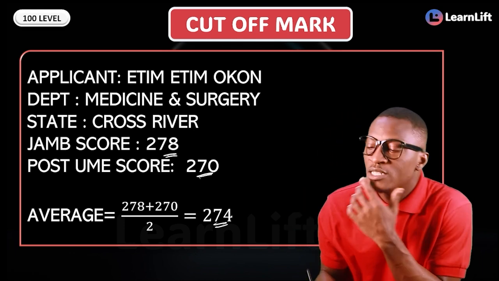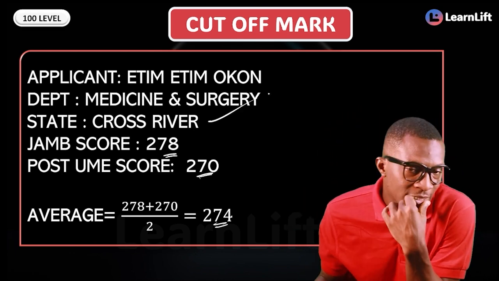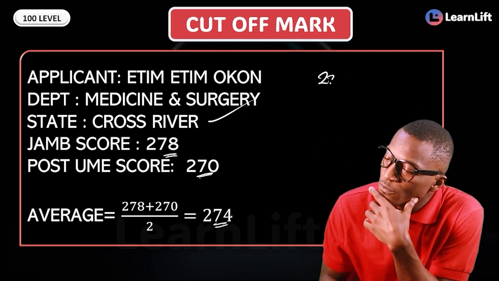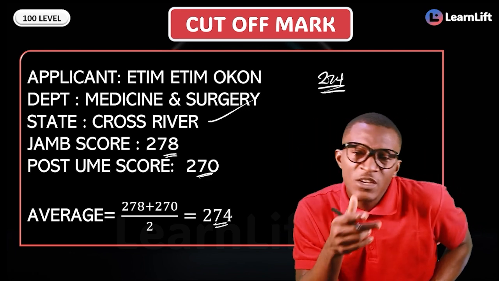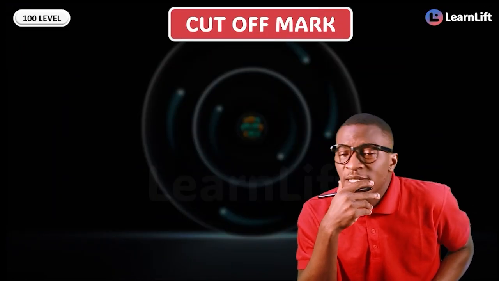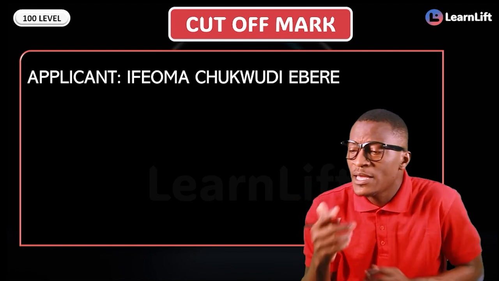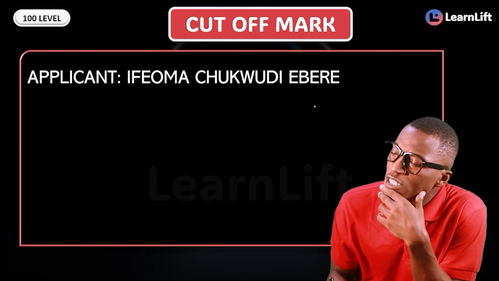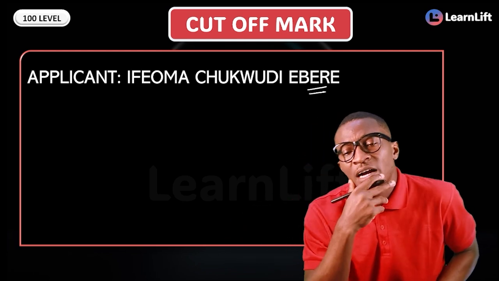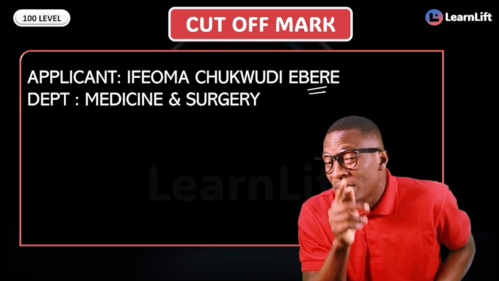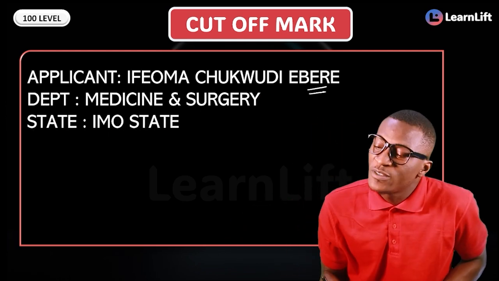Now, this student is from Cross River. I want you to take note of that. His score is 274, from Cross River. Now, let's say we have another student by the name Ifeoma Chukwudiebere. Of course, it will be a female applicant. She's applying for medicine and surgery. Where is she from? She's from Imo State.